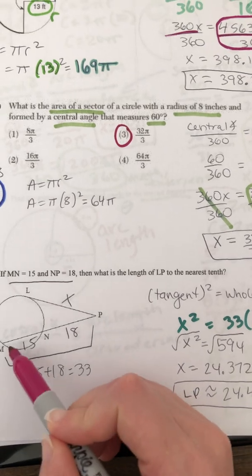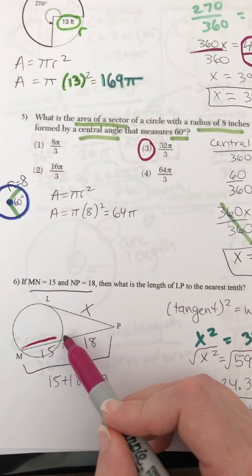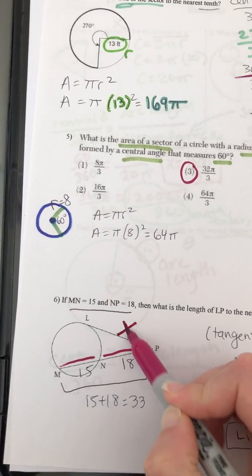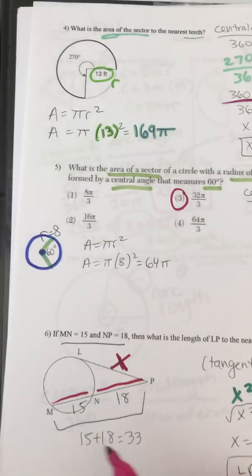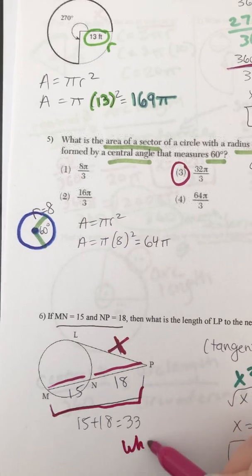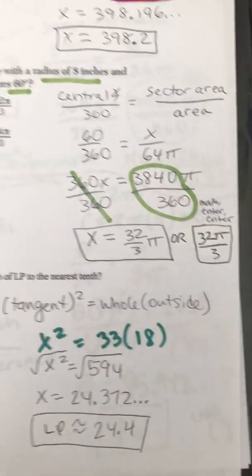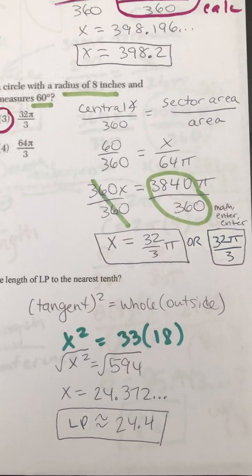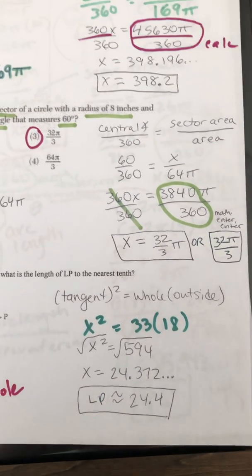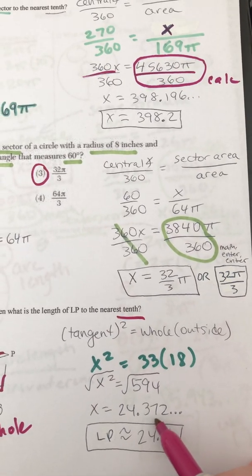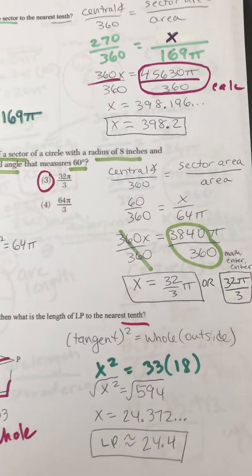The last question is a reminder of lengths when you have tangents and secants. MN is 15. NP is 18. What is the length of LP? Okay. Well, this is the question where we need to do tangent squared equals whole times outside. So originally the 15 and 18 were separate, but add them together to get the whole, which is 33. The tangent is x. X squared equals 33 times 18. You get x squared equals 594. Square root both sides, you get 24.372, and round it to nearest tenth. So the 7 makes the 3 round up, 24.4.